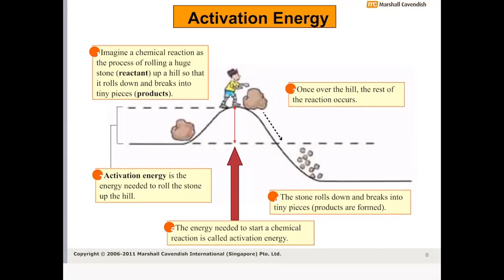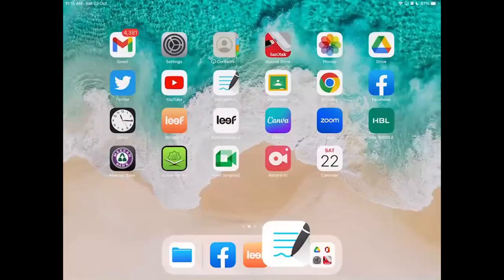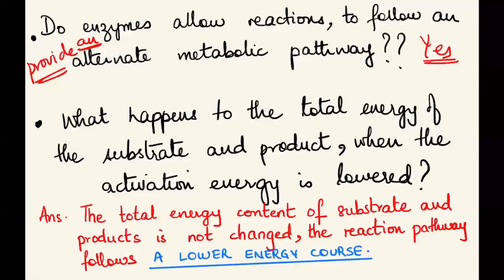ठीक है. अब क्या किया मैंने? इसको roll किया up the hill. So did that provide an alternate pathway? Yes, miss. Exactly. This is exactly the meaning of this sentence over here. जब आपसे ये पूछा जाएगा, you will have to tell the examiner that yes, the enzymes allow reactions to follow an alternate metabolic pathway.